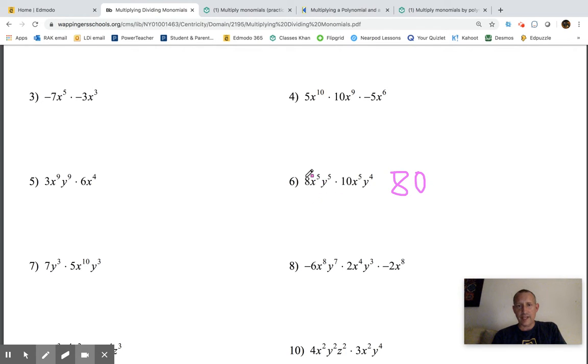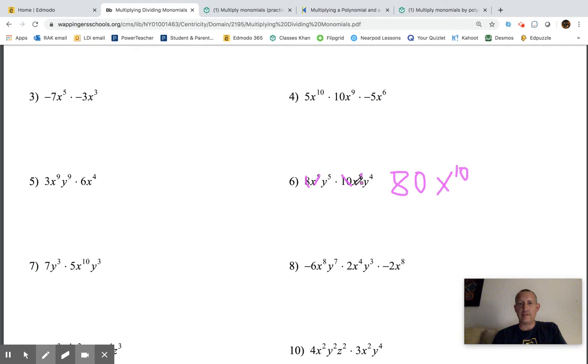And now I don't have to worry about those coefficients anymore. Now I'm going to look at what powers are the same. So we have x to the fifth, y to the fifth, x to the fifth, y to the fourth. We're going to multiply the x bases together. So that's x to the fifth times x to the fifth. So that's 5 plus 5. It's going to give us x to the 10th. How many x's total? 5 plus 5, that gives us 10 x's, right?